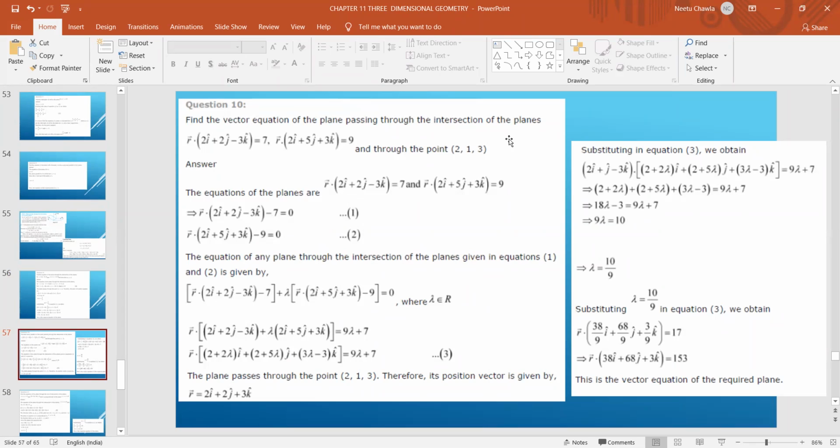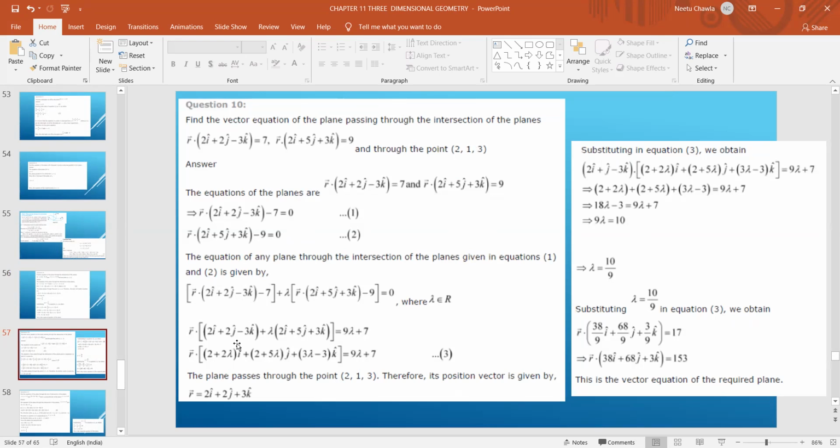Substitute kar diya. Now it is passing through this point 2, 1, 3 means this will be satisfying. So in place of r vector, why they are not substituted? Okay, in place of r vector, we will be substituting 2i plus j plus 3k. It should be plus 3k. 2, 1 and 3, yes. 2i plus j plus 3k and solving it.